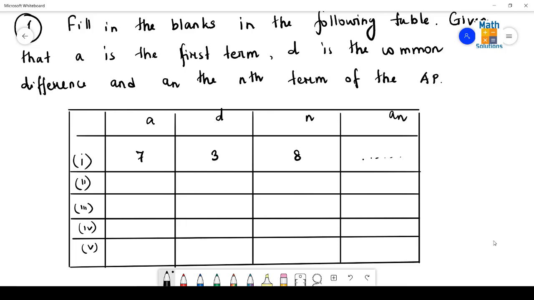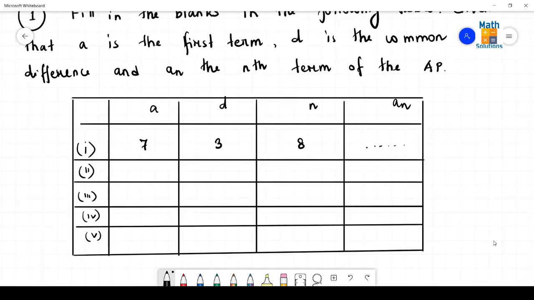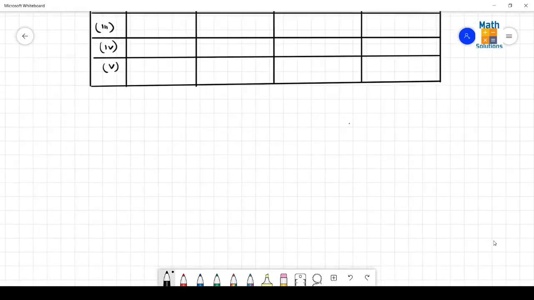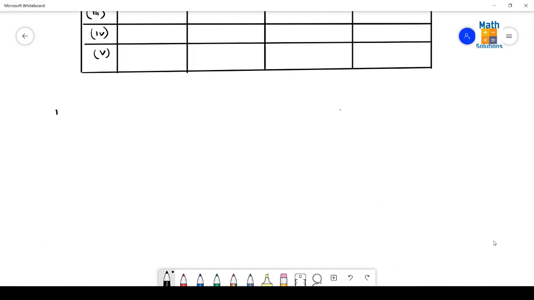So what do we have here? First term as 7, common difference as 3, then n as 8. We have to find out a_n. So let us evaluate this. So number 1, we have a is given to be 7, d is given to be 3, then n is given to be 8.